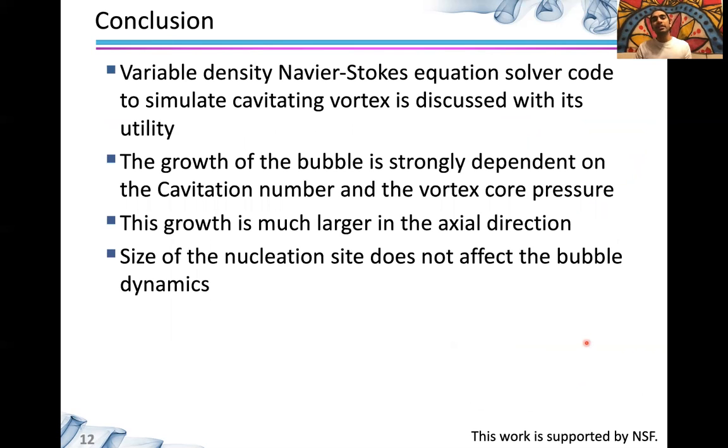So to conclude, variable density Navier-Stokes equations are solved to simulate a cavitating vortex. We found that the growth of the bubble is strongly dependent on the cavitation number and the vortex core pressure, which is what is described by the cavitation number. The growth is much, much larger in the axial direction than the radial direction, which was specified by the aspect ratio plot. And finally, the size of the nucleation site does not affect the bubble dynamics at all, as the volumetric growth for various sizes of bubble was the same.